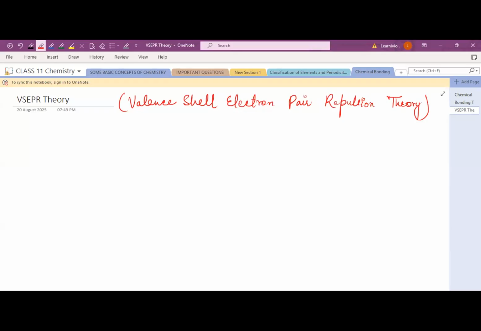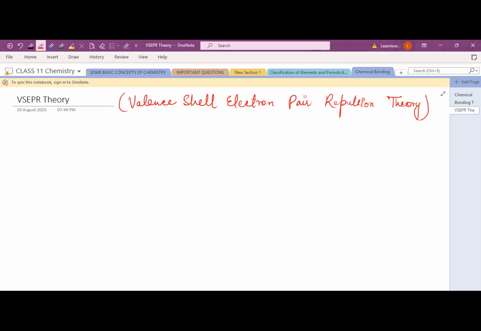Basically, in this theory, we will talk about the repulsive interaction, which is created by the electron pair or lone pair, you can say. Which type of lone pair? Valence shell electron pair, valence shell lone pair. Due to the valence shell lone pair or electron pair, the repulsive interaction is seen, and due to that repulsive interaction, we determine the molecular structure. The shape of a molecule, what kind of structure and shape that molecule will have.